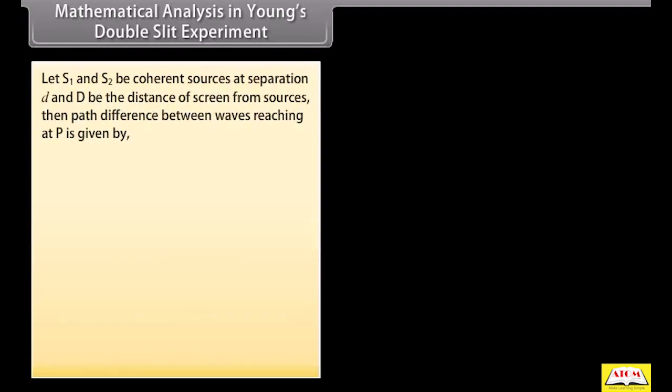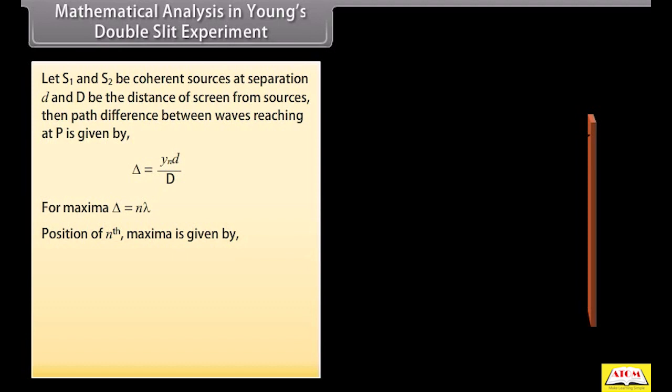Mathematical analysis in Young's double-slit experiment. Let S1 and S2 be coherent sources at separation d, and capital D be the distance of the screen from the sources. Then the path difference between waves reaching at P is given by yn times d divided by capital D. For maxima, delta is equal to n lambda, and the position of the nth maxima is given by n capital D lambda upon small d. The position of the nth minima is given by (2n minus 1) upon 2 into capital D lambda upon small d.